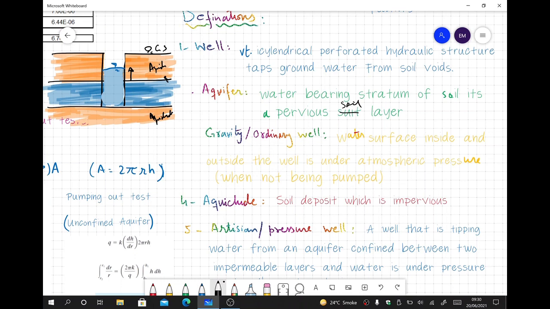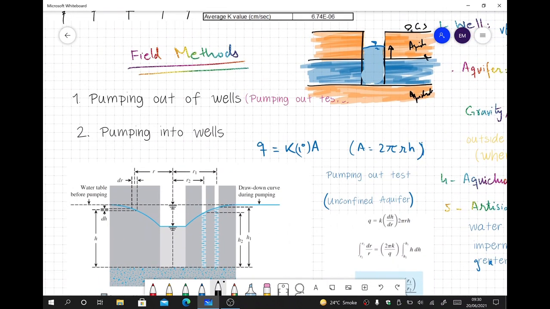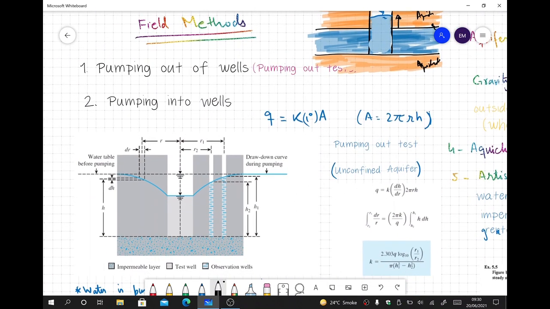So these are the definitions related to the pumping out test. So we go back to the pumping out test now. In the pumping out test, we have the first situation here, that is an unconfined aquifer. If I draw it simply, this is the ground surface, this is the impermeable layer of the aquifer, and this all is the water bearing stratum or aquifer. Now this is directly on the ground surface, so that's why it's called an unconfined aquifer. This situation is mentioned here in the diagram.